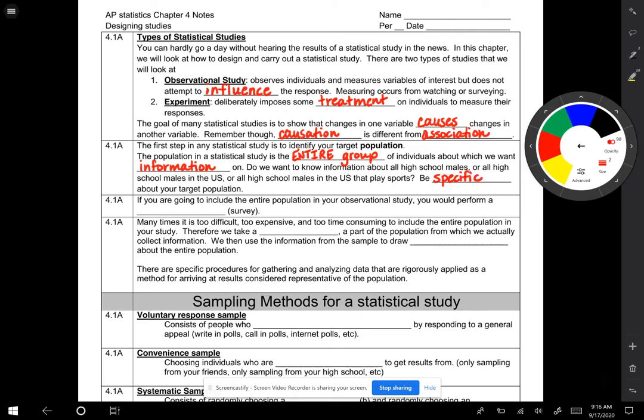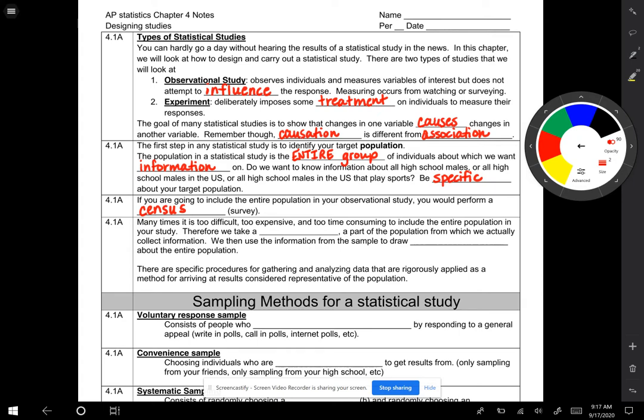So, you have to be really specific about who your target population is. If you are going to include the entire population in your observational study, you would perform what is known as a census. And if your parents have mentioned it, you've gotten stuff in the mail for the 2020 census. I already have. I've already filled it out. But that's to get the entire population, everyone in the survey. But a census is often expensive and that's why it's only done every 10 years, because you have to get everyone, so it's hard to reach everyone.